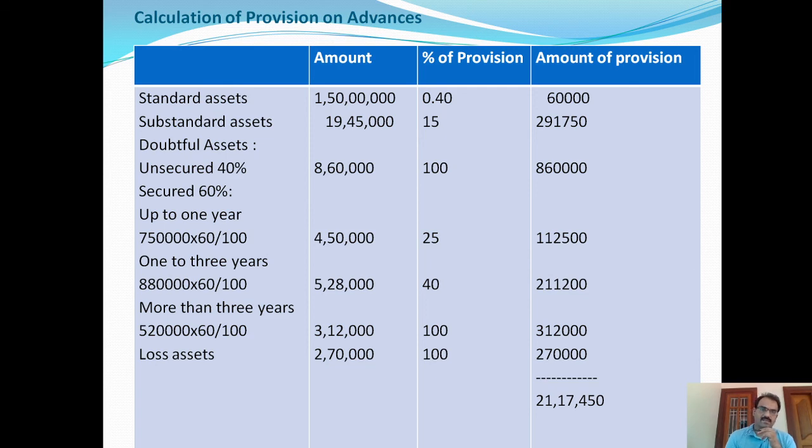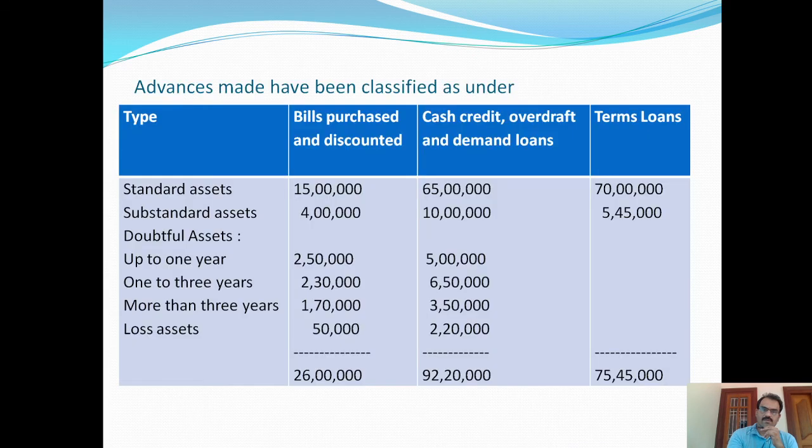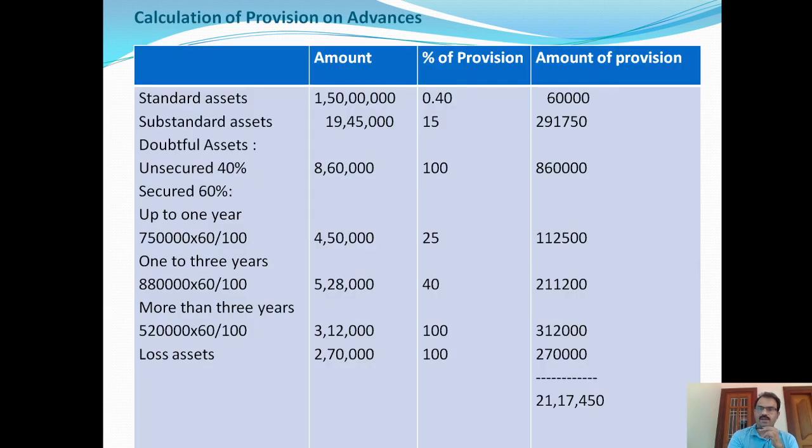Substandard assets total: 4 lakh plus 10 lakhs plus 5 lakh 45,000 is equal to 19 lakhs 45,000. 15% provision is required for substandard assets. So 19 lakh 45,000 into 15% is equal to 2,91,750. Then doubtful assets.